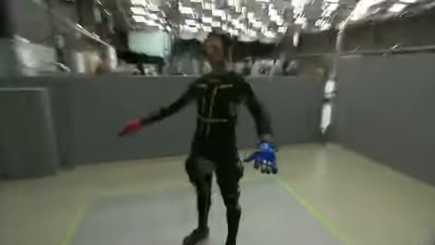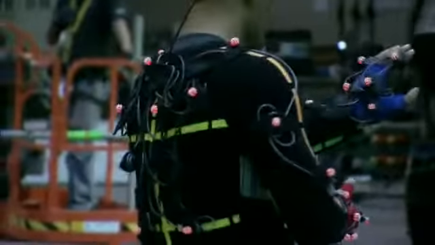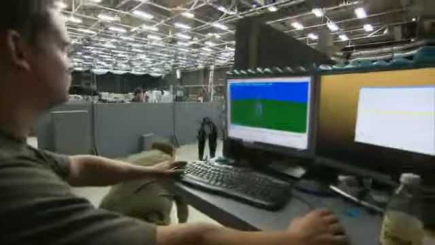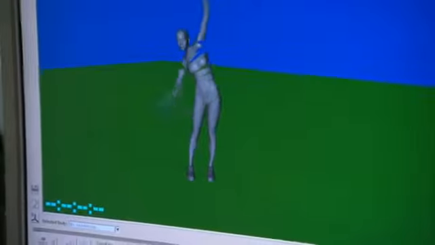And then you put an actor in a suit with markers on the suit. We put you in a spatial volume, using a lot of cameras all around to record the motions of all the markers. The computer is creating a real-time moving skeleton of you. From that skeleton, you now can drive a computer-generated character.